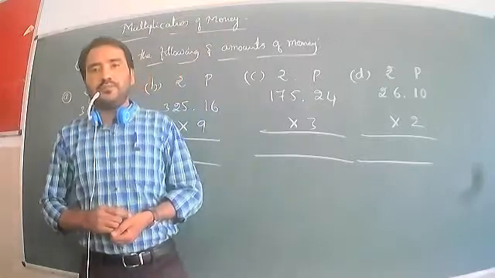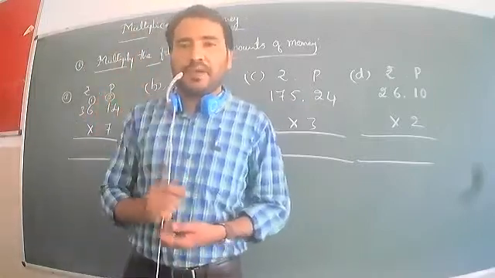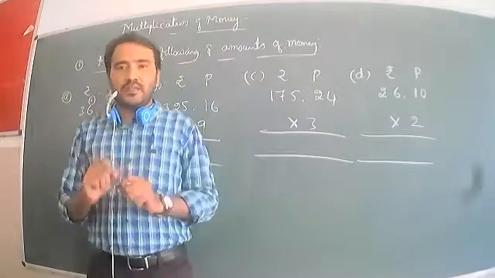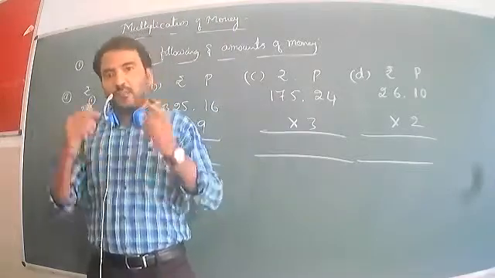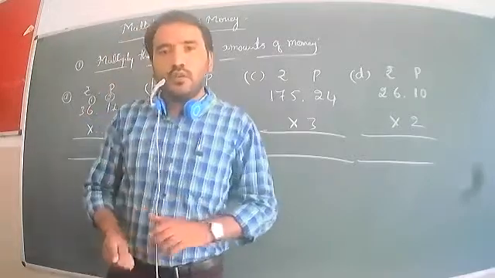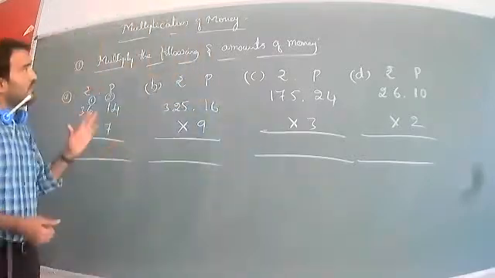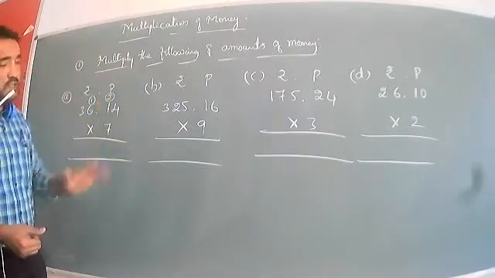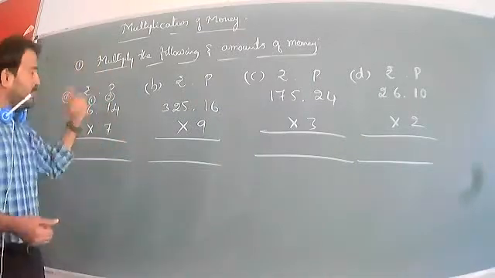In the last class, we learned addition and subtraction of money, with statement sums also. Today, multiplication of money. How can we multiply rupees and paisa to get the product? Now just look at the board. Multiplication of money. Multiply the following amounts of money. Here rupees and paisa are given.